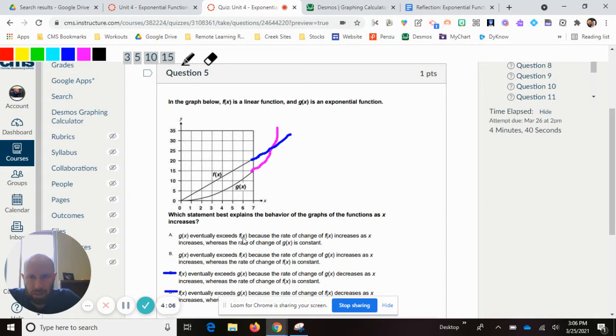So if it's A, because the rate of change of f of x increases, no, f of x is linear, so that means its rate of change is always going to be the same. If we look at B, g of x is going to be more because its rate of change increases. Yep, that's why it's going up on a curve, because its rate of change is increasing, so the answer for this one is going to be B.